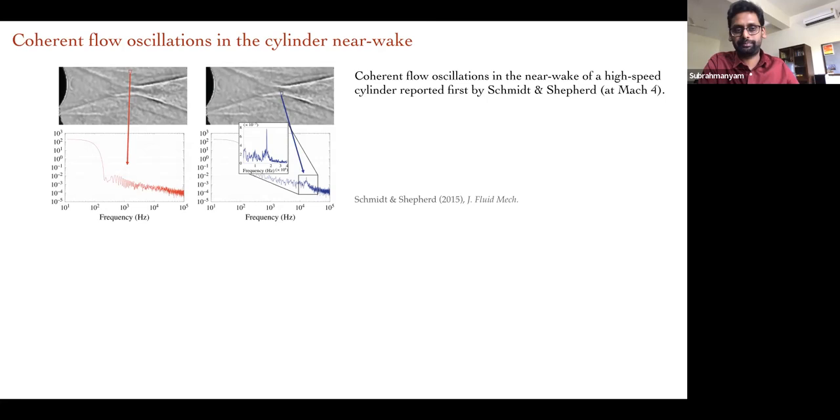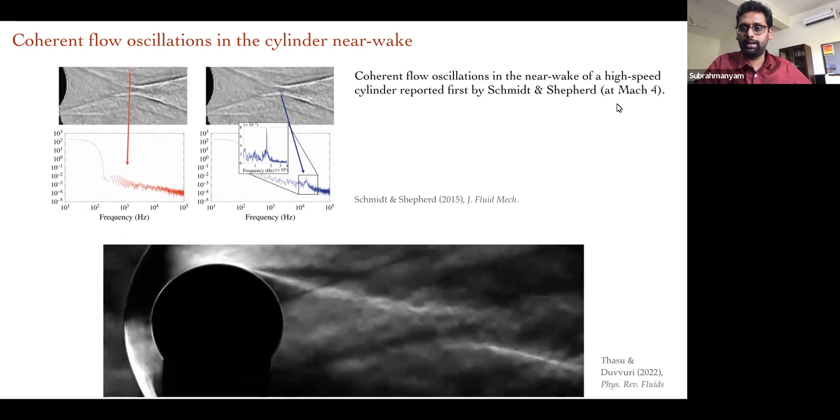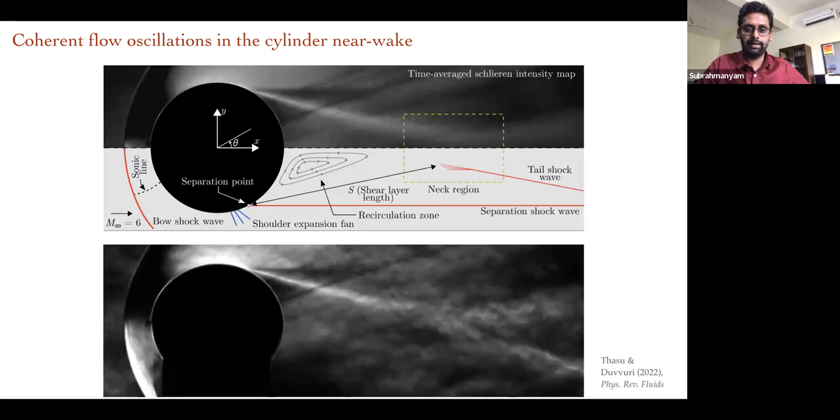This work by Schmidt and Shepherd in 2015 at Mach IV is, to the best of our knowledge, the first piece of work that identified coherent unsteadiness in the wake of a high-speed cylinder. So we decided there's enough interesting fluid dynamics here, and very little of it has been explored, so we wanted to get into this problem ourselves. Premika set up these really nice experiments of cylinder wakes at Mach VI. Note that Schmidt and Shepherd's experiments were at Mach IV, and what we did is at Mach VI. Here's a high-speed Schlieren video from our experiments, and here's a schematic of the flow.